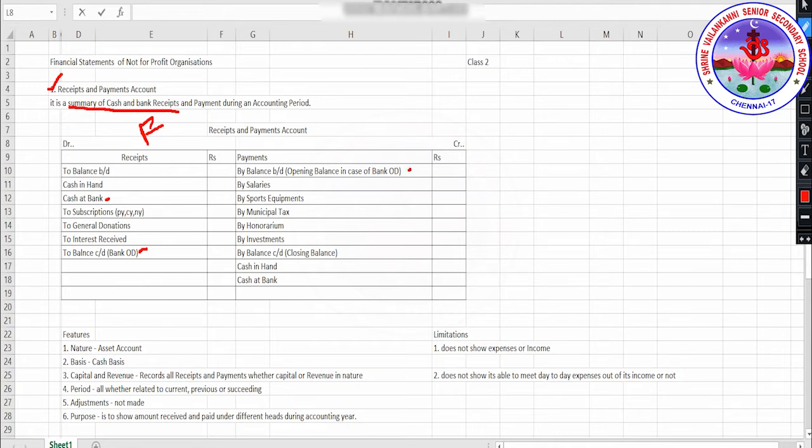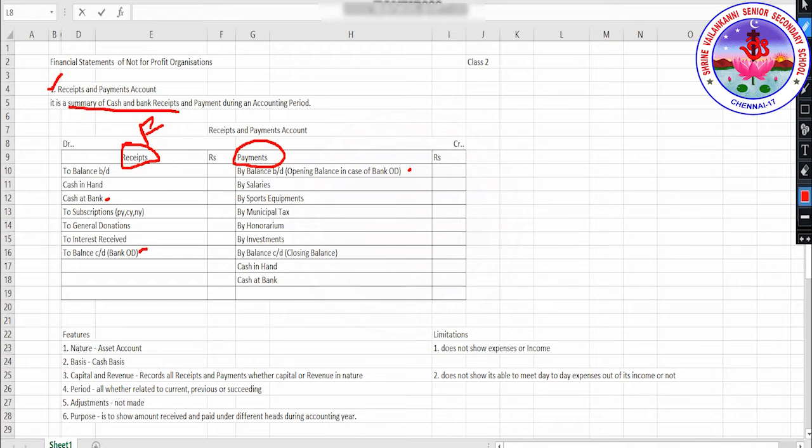When we are doing a problem, you'll be able to understand this. You just have to understand that if the bank has an overdraft, then the opening balance should be stated in the credit side. But if it has a favorable balance, it has to be stated in the debit side. Similarly for the closing balance. Payments, you will record in the credit side. Receipts, you will record in the debit side. So this alone you have to keep in mind.